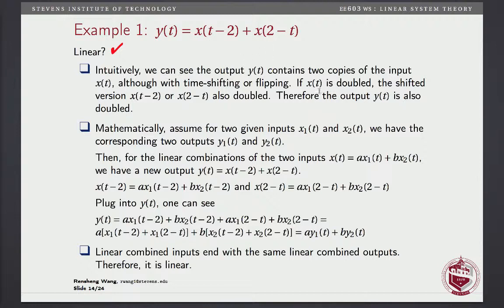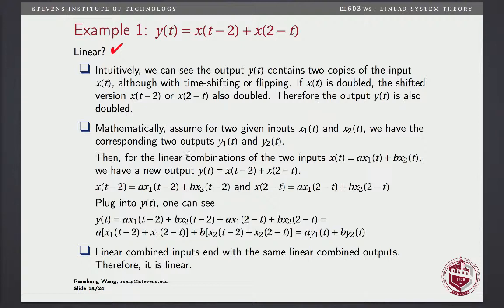For example, let's think about what happens if x(t) is doubled. The shifted x(t minus 2) is also doubled. The x(2 minus t), the flipped and shifted version, is also doubled. This component doubled, this component doubled, so of course the output is also doubled. And so on and so forth: if the input is tripled, the output is also tripled. So definitely this is linear.